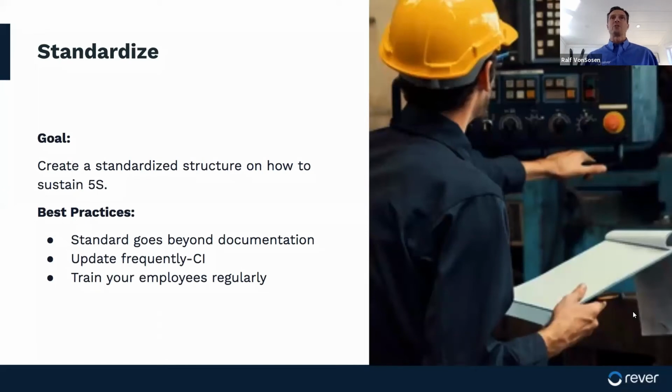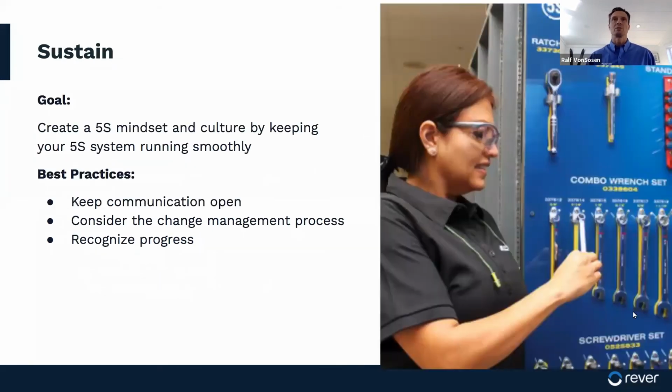Standardize. Create a standardized structure on how to sustain your 5S. Some of the best practices are that standard goes beyond documentation. Update frequently, so continuous improvement. Update this, make it better and learn as you go along. Train your employees regularly on the standardized and best practices way of doing things.